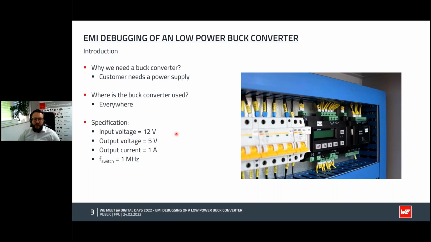From the specification itself, we have 12 volt at the input. Output should be 5 volt, and output current around 1 amp. And as a switching frequency, we chose 1 megahertz for the converter.